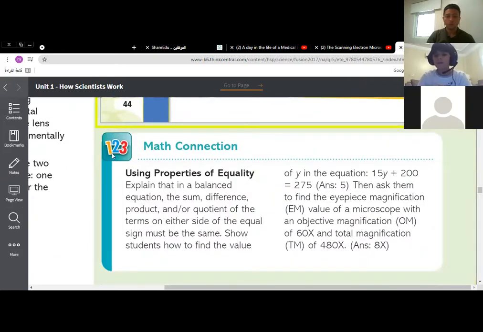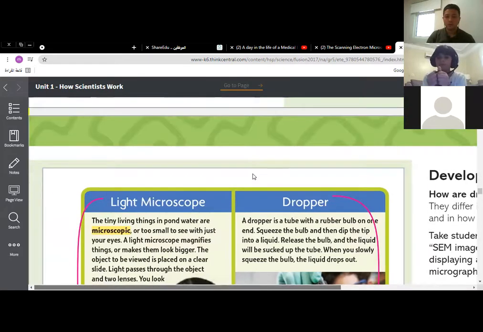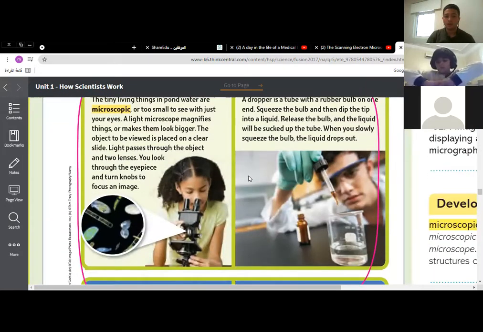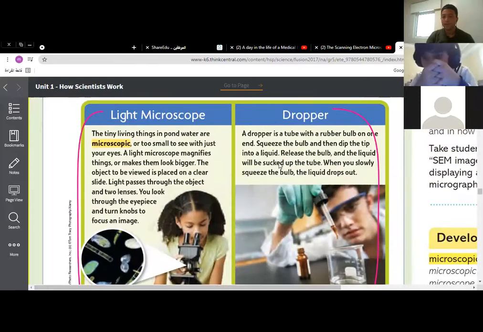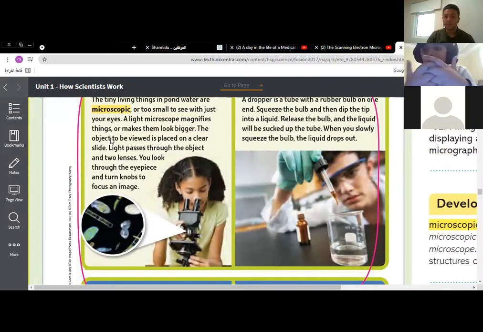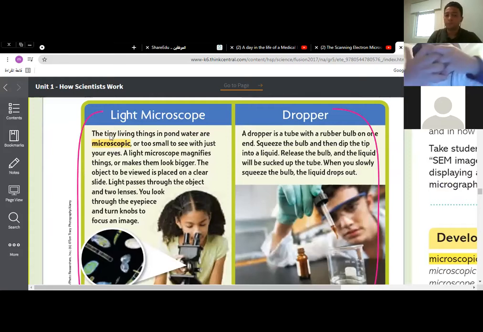We are going to move to the next page. This one. It's a comparison between different types of microscope and even some tools in the lab. Light microscope. Can you read this part? What is a light microscope? The tiny living things in the pond water are microscopic, or too small to see with. Stop. What is the meaning of microscopic?